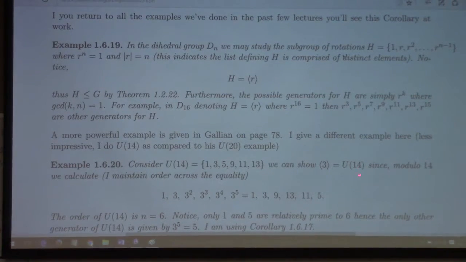So U14 is cyclic, and the order of U14 is 6. But you notice then, only 1 and 5 are relatively prime to 6. So that means besides 3, the only other generator for U14 is 3 to the 5th. So 3 to the 5th is 5. So either 3 or 5 serve as generators for U14. That's how this works.